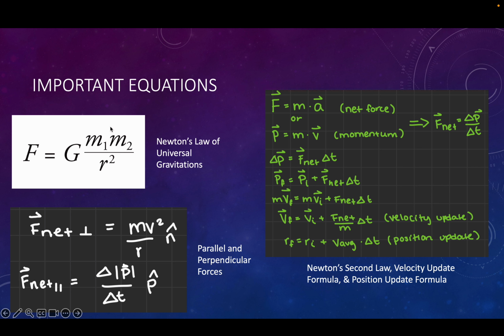So some important equations, first starting off with Newton's law of universal gravitation. This allows us to find F-grav between two objects in space. These parallel and perpendicular equations allow us to find F-net parallel and F-net perpendicular and also add them in order to find F-net on an object. And then over here on the right we have Newton's second law, which shows how F-net is equal to mass times acceleration. And then down here we have the velocity update formula as well as the position update formula.